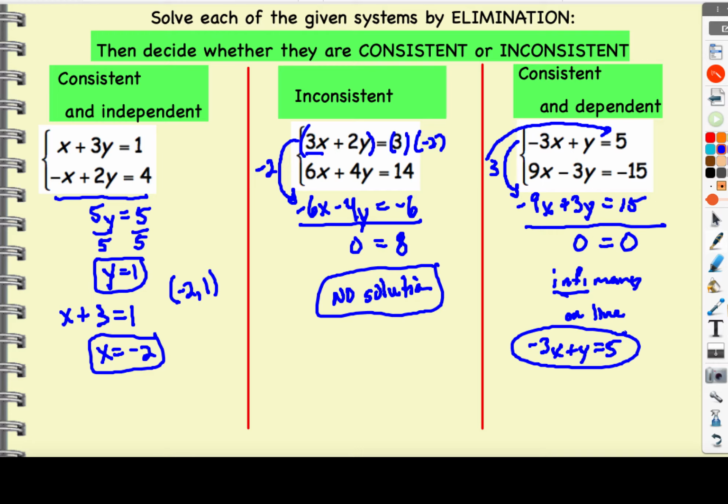So again, I need answers that still work, right? Infinitely many on the line, or you could even have solved for y there and said, in fact, let's go ahead and do that. Let's make it look a little bit better. On the line y equals 3x plus 5, right? The answers have to satisfy that equation or they wouldn't be solutions.